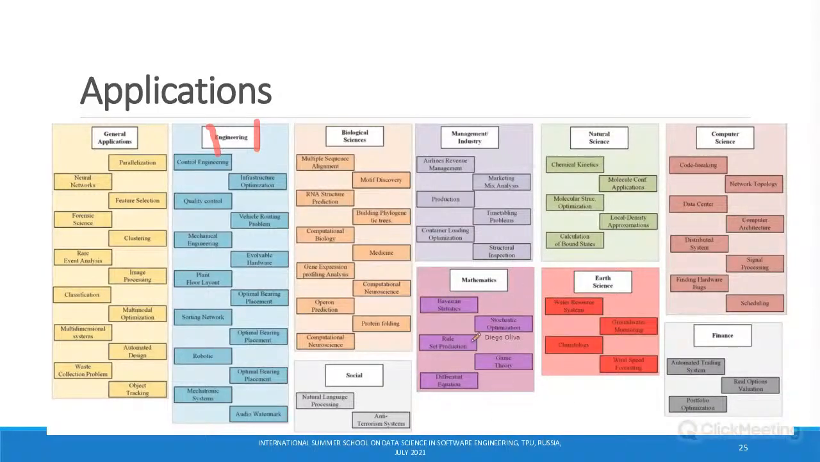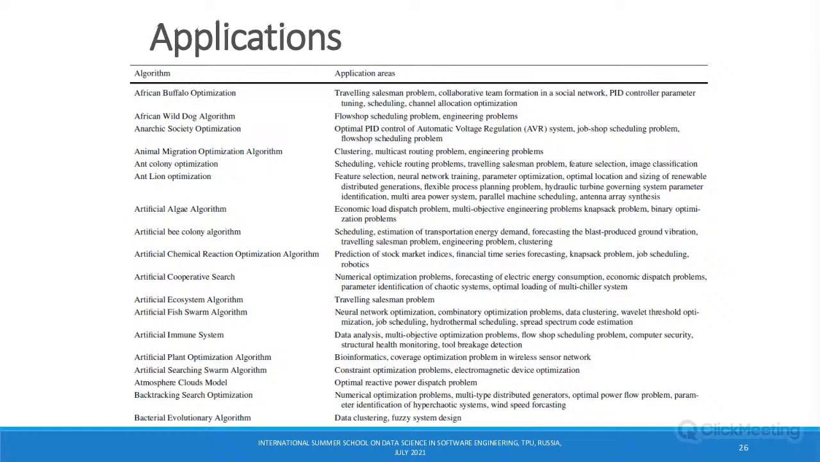In mathematics, again, we are taking these algorithms and adapting them to solve some complex problems. In natural science, for example, in chemistry, and in computer sciences to create some codes, to perform network methodologies, etc. Also in finance they are very useful. In the next slides, I'm going to pass very fast. I put different algorithms with different inspirations.